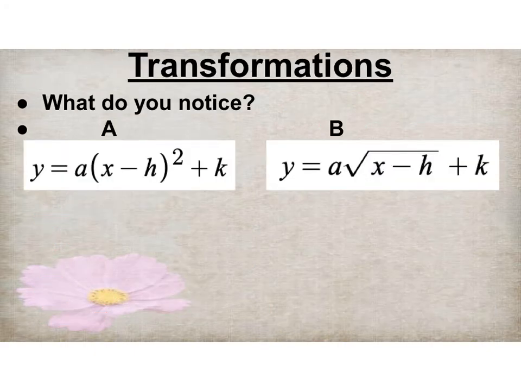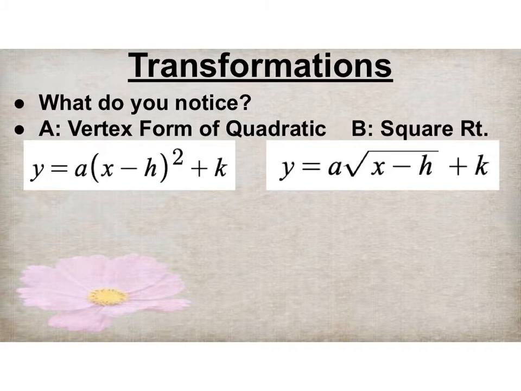Take a look at these two equations, and what do you notice? Hopefully you see they all have an x and a y, an a, and an h and a k. So the first one is our vertex form for a quadratic. We've already concentrated on how this transforms with the shifts. And the good news is it's going to transform the same way with the square root.